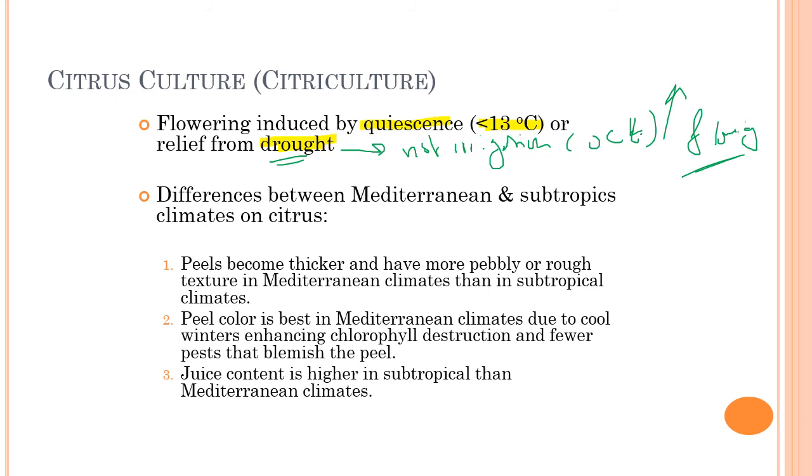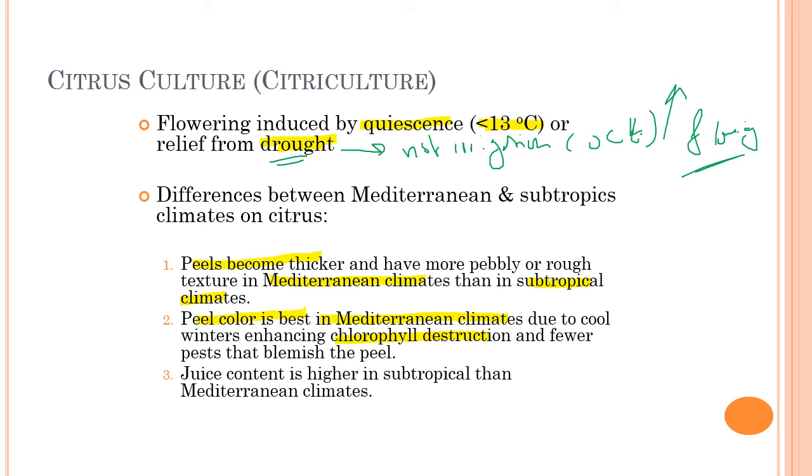One characteristic of the fruit is that the peels become thicker and have a rougher texture in a Mediterranean climate than in a subtropical climate. Peel color also is best in the Mediterranean climate where it is colder, due to cool winters that enhance chlorophyll destruction and give fewer blemishes.